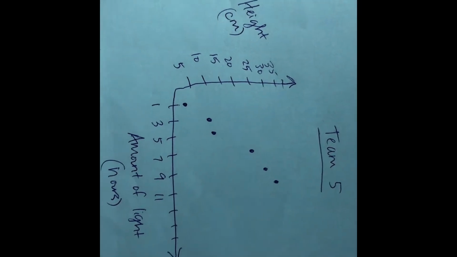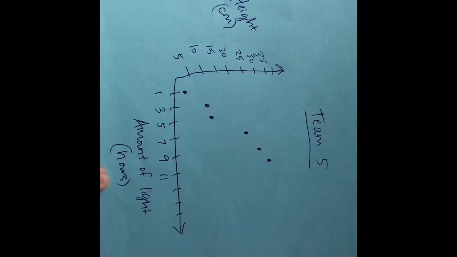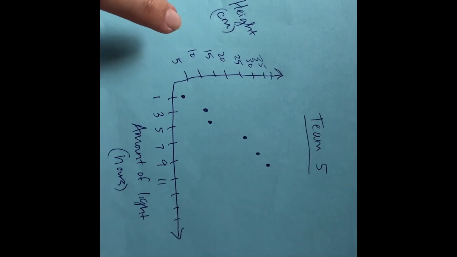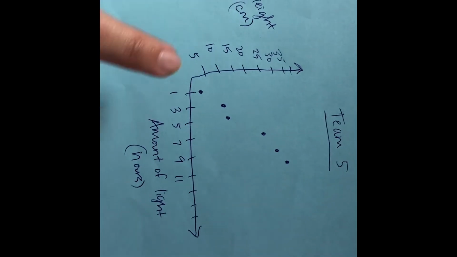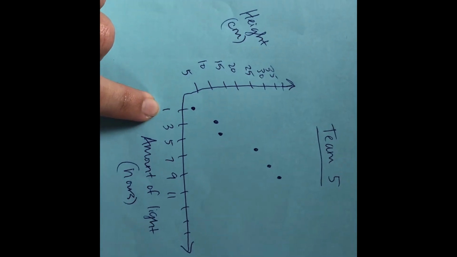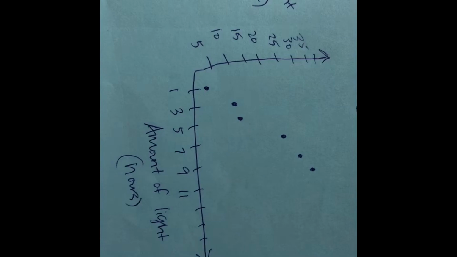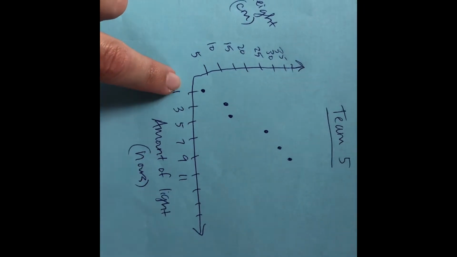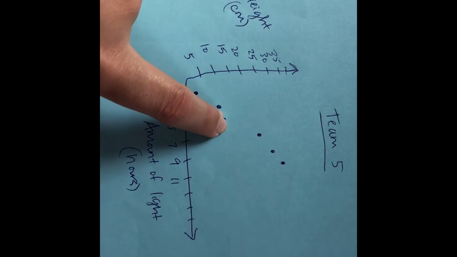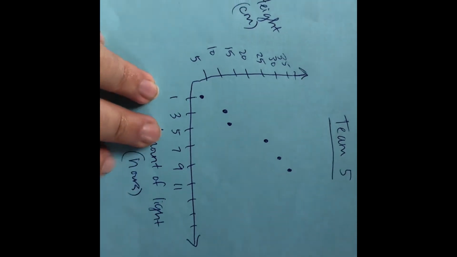Lastly, Team 5 said, does the number of hours of sunlight per day affect the height of the plant? I put amount of light on the x-axis. I put the height on the y, did the height by 5s, and I did the amount of light by 2s, but I counted starting from 1. So 1, 3, 5, 7, 9, 11, and I did that because the table showed me that. So I just followed the table. And here we can see an actual trend, a consistent pattern of the points going upward. So those were the graphs.